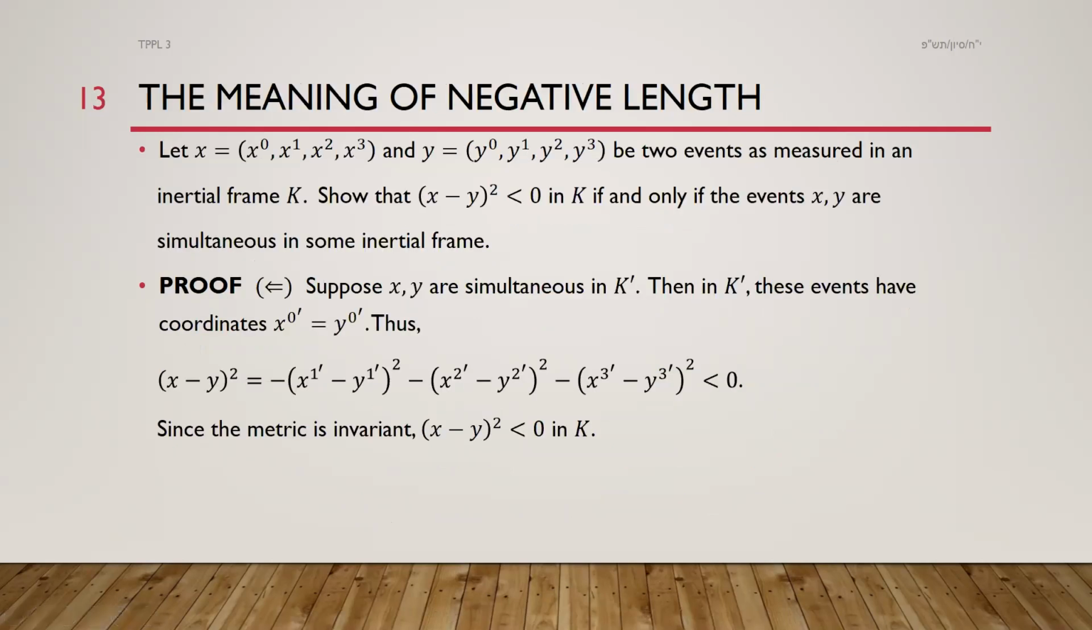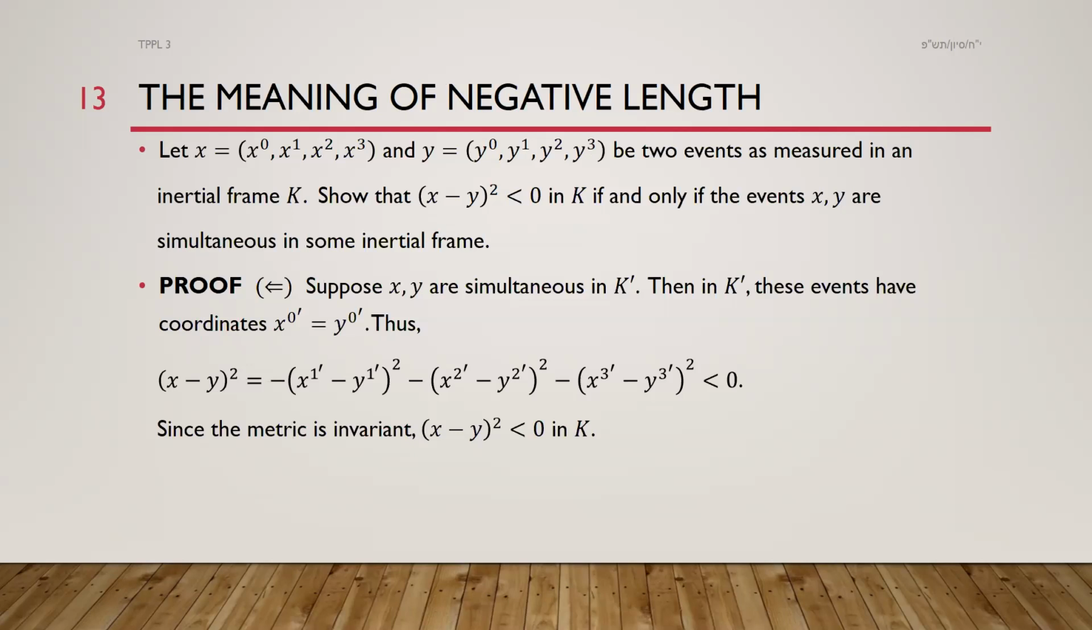Okay, and finally, a nice exercise just to help you get a feel for what a non-positive definite metric is, since we can have negative lengths. What does it mean to have a negative length? So if you have two events, with coordinates measured in some inertial frame K, and it turns out the interval between these two events is negative, it means that there is an inertial frame in which these events are simultaneous.